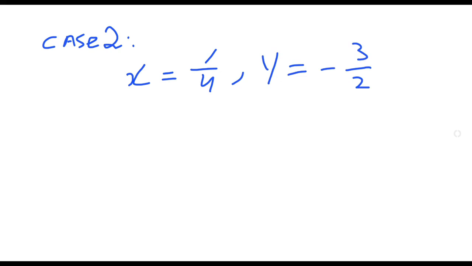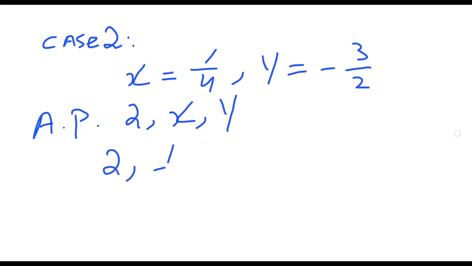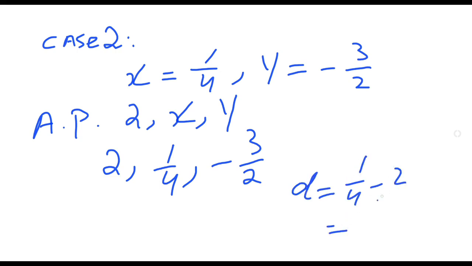Now I need to find the sequences. First I'm going to find the AP sequence, then the GP. So for the first 3 terms, the 2, in place of x and y I'm going to substitute these values. Remember, for the AP we got 2, x and y as the first 3 terms. 2 as is, x we got 1/4, y we got negative 3/2. So this is the AP, because the common difference is going to be 1/4 minus 2, so the common difference will be negative 7/4.